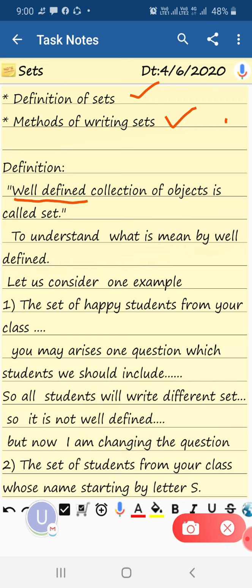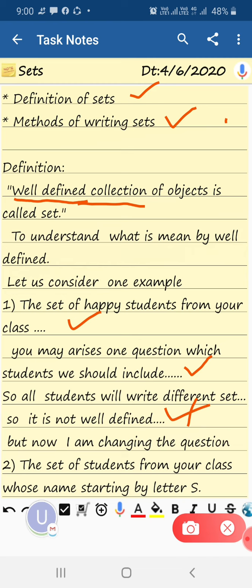But what is this well defined collection? To understand what is meant by well defined collection, let us consider one example. If I ask you to write down the set of happy students from your class, can you write it? No, exactly not. A question may arise: which student should we include? You may be confused, so maybe all students will write different students. So it is not well defined.